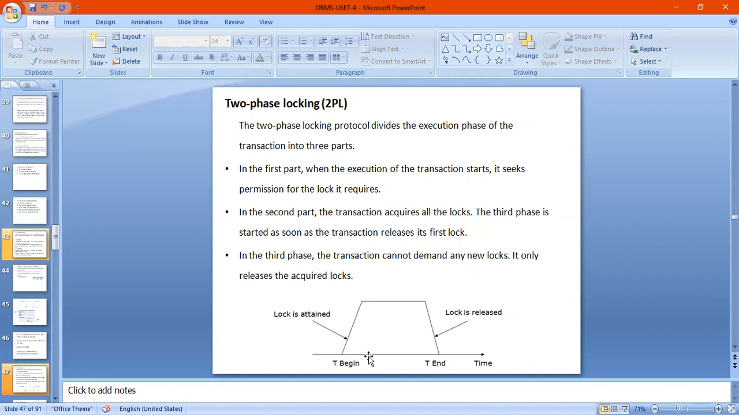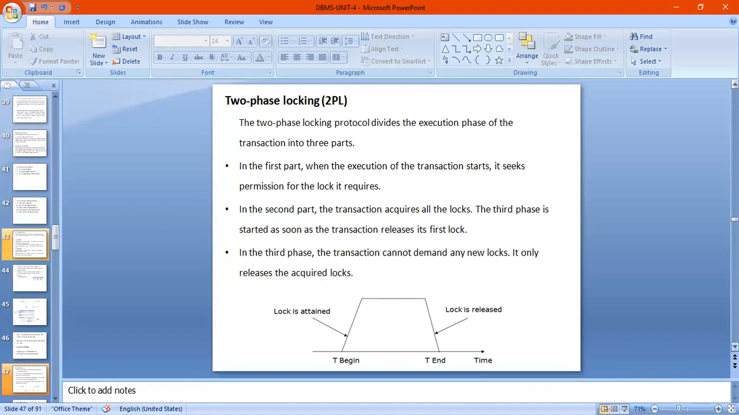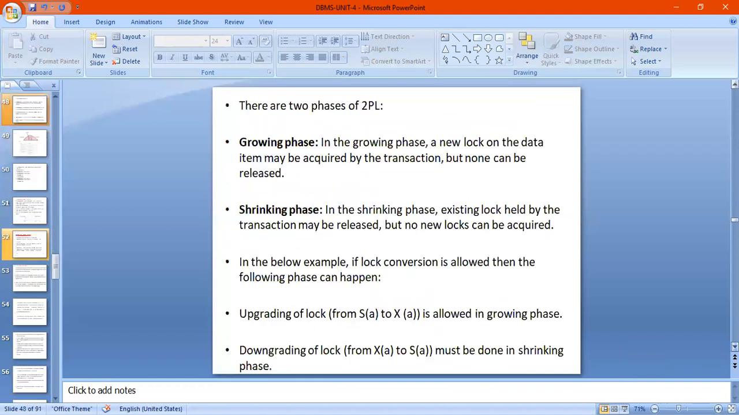So for the transaction, this is the time axis, and here the lock is attained, and the lock is released at T end. T begin and T end. So we can see here the two phases. There are two phases of 2PL. Growing phase: in the growing phase, a new lock on a data item can be acquired by the transaction, but none can be released. Next, shrinking phase: in the shrinking phase, existing locks held by the transaction may be released, but no new locks can be acquired.